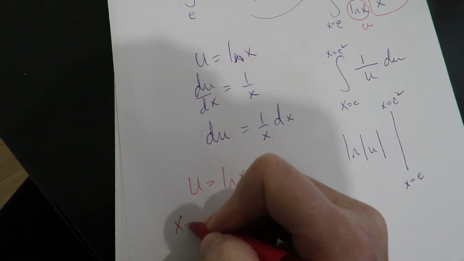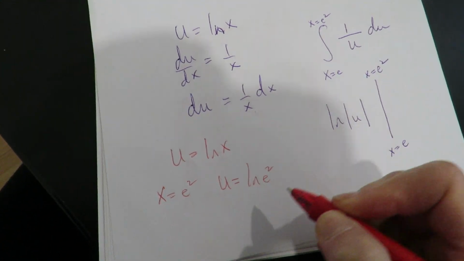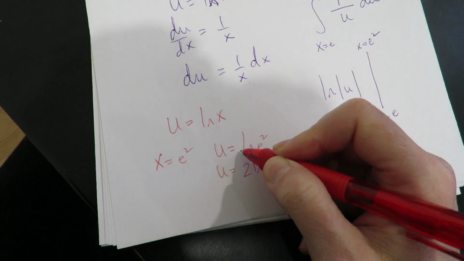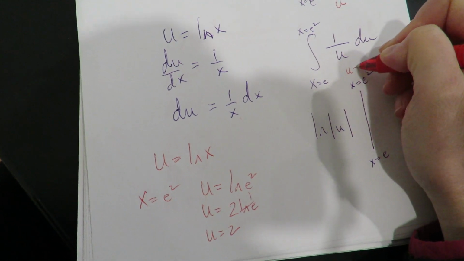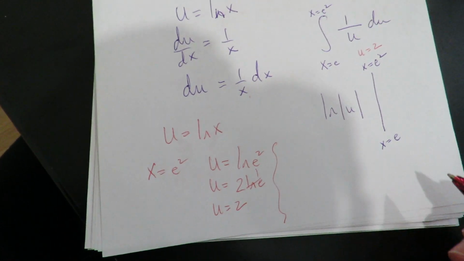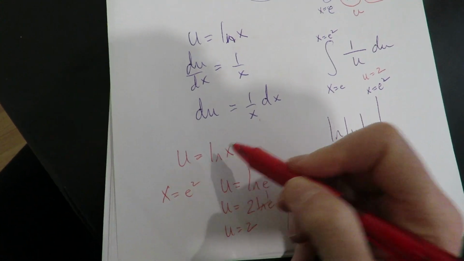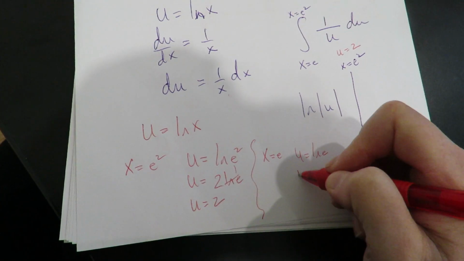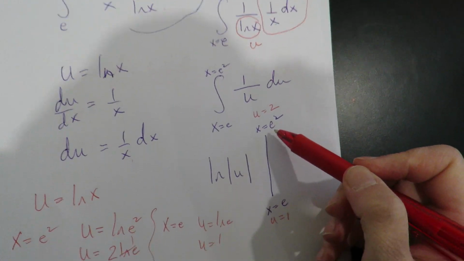So for instance, if x equals e squared, if you want to change your limits, you're going to plug in that x value. And hopefully you remember this rule of log properties, that the 2 can come in front, ln of e is 1, so u is 2. All right, so that's if x is e squared. And then if x is e, if I plug this in, I'm going to get u equals ln of e, but ln of e is 1.